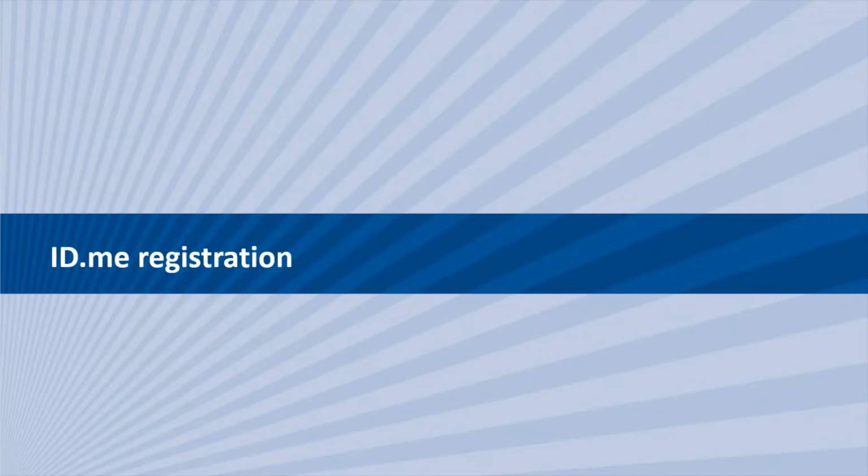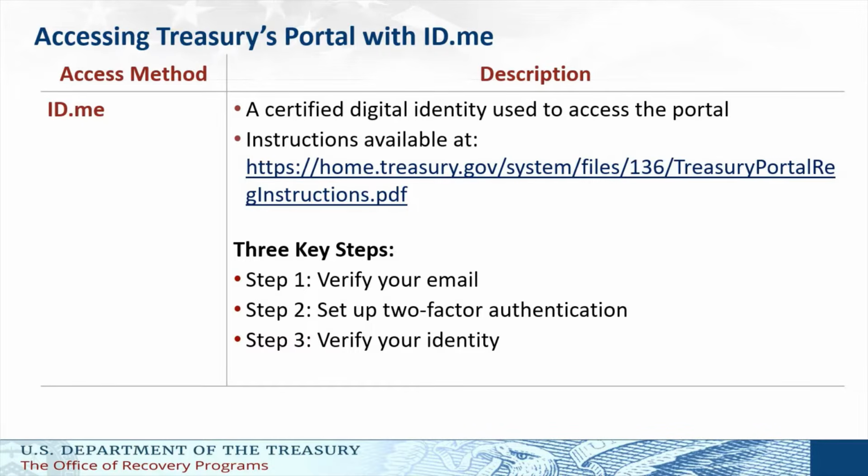So the first method of creating your account and accessing the Treasury portal is through what's called ID.me. I'm going to talk a little bit about what ID.me is. First, ID.me is Treasury's provider for creating a certified digital identity for SLFRF recipients. Currently, all users must use ID.me in order to submit applications for funding through Treasury's portal.